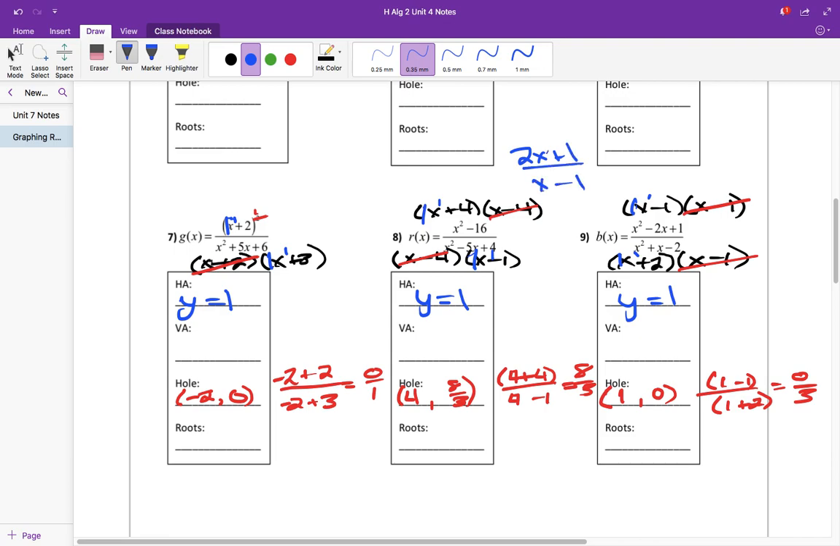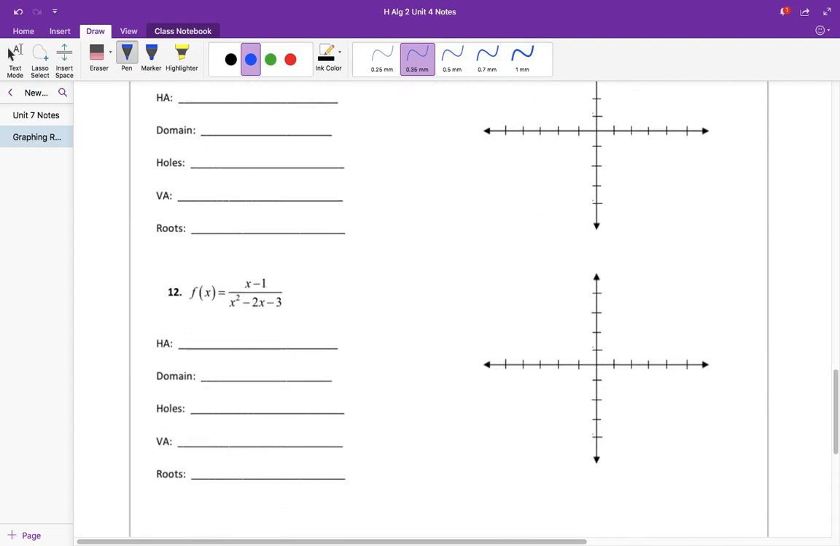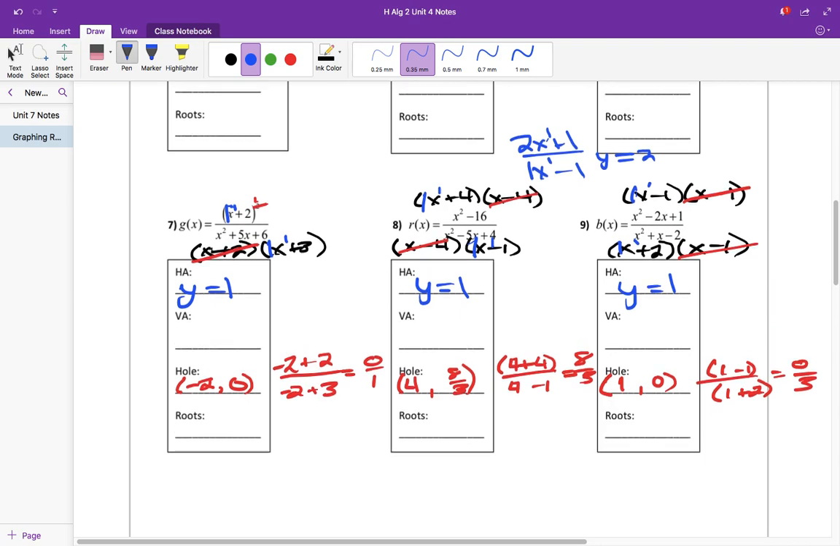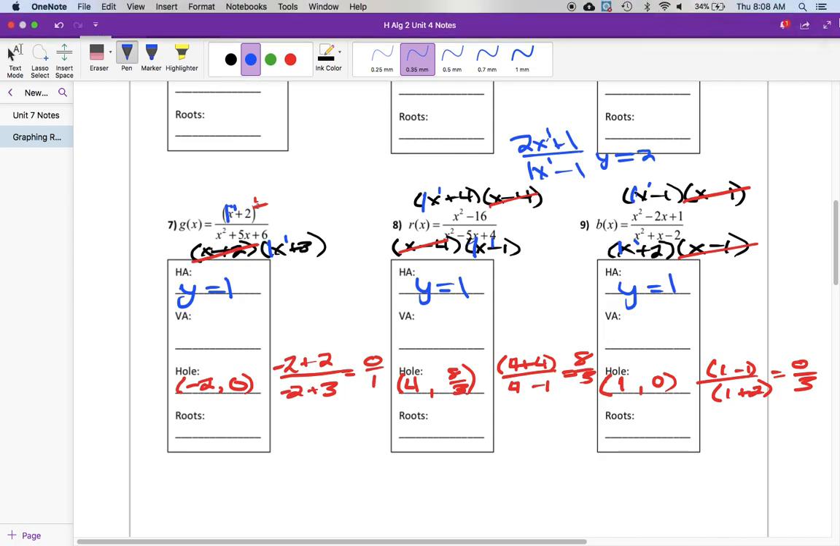Then what you'd look at, since your degrees are the same, is your leading coefficients, 2 over 1. So in that case, you'd have a horizontal asymptote at y equals 2. Later on, we'll look at what will happen if they're different. We'll do that by looking at some graphs of different ones. But for right now, just understand that if they're the same, you look at your leading coefficient.